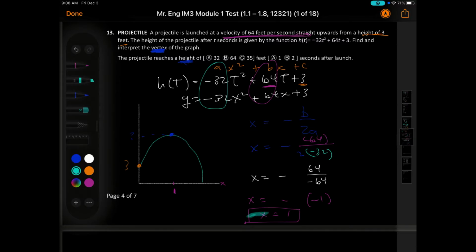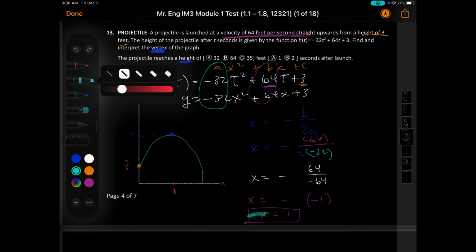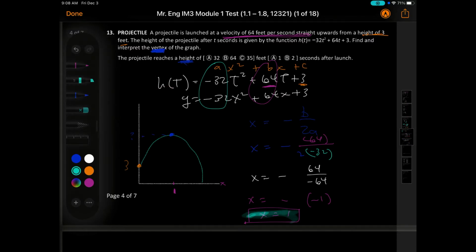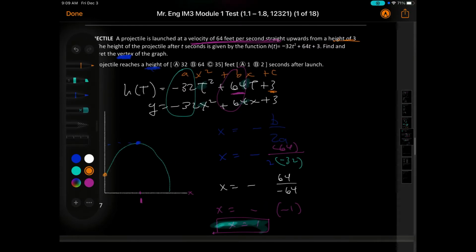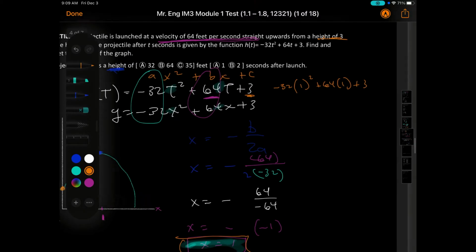You're going to take x equals 1 and put it back in to this equation here. Let's do that. So I have negative 32 times 1 squared plus 64 times 1 plus 3. Remember, I got the 1 from what I did down here. So after 1 second, what is the height?